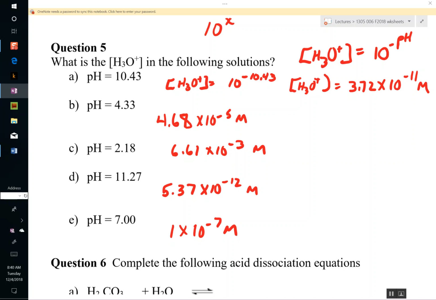Is that like a trick question? What is the concentration of hydroxide ion at this temperature?